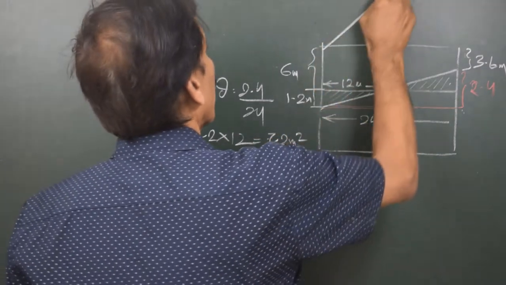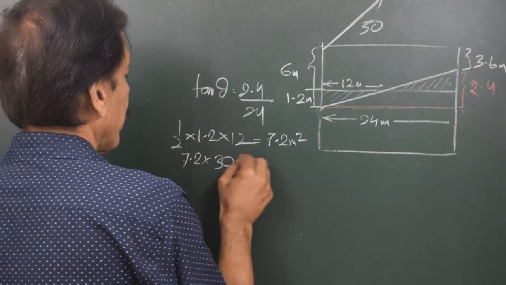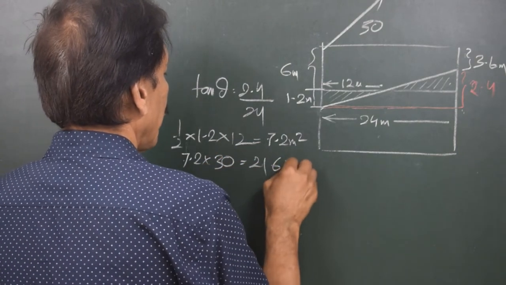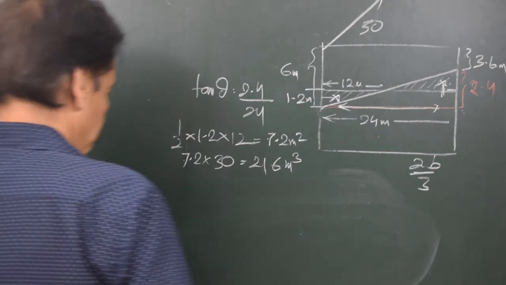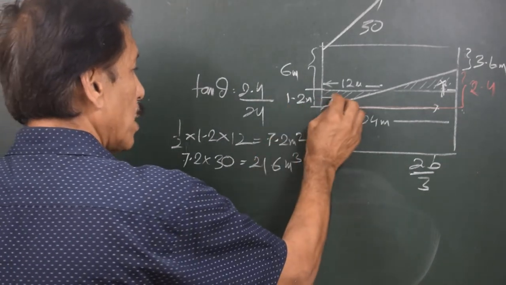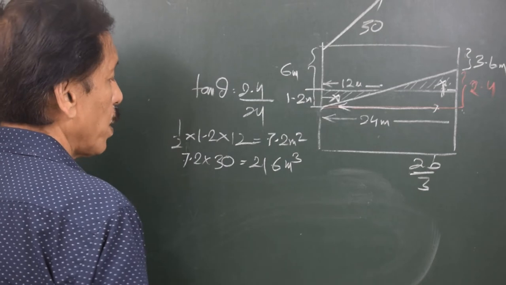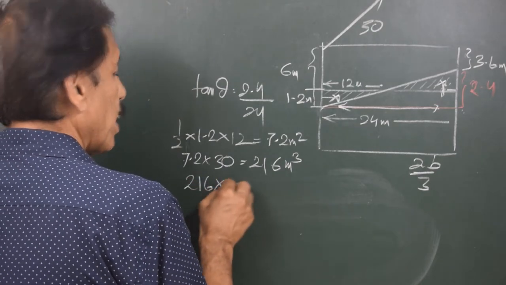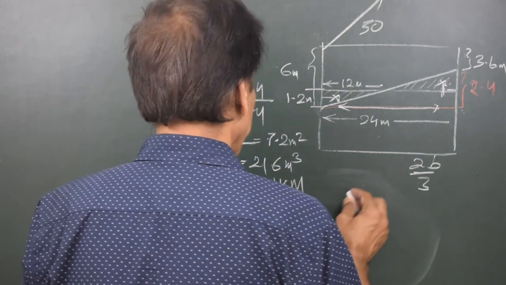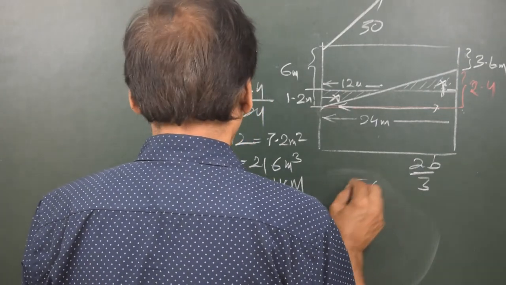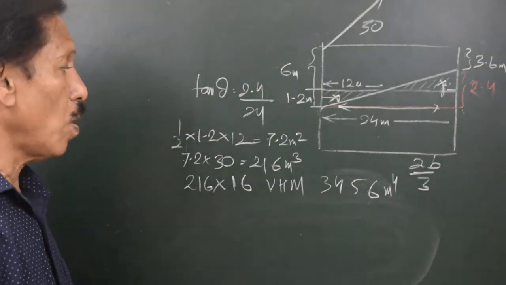And suppose the length of the hold we assume is 30 meters, then 7.2 into 30 equal to 216 meter cube is the volume of this wedge. Now 216 meter cube, when it shifts from centroid to centroid, which is two-thirds of the beam, that is 16 meters if the beam is 24 meters. So we can say that 216 multiplied by 16 is the volumetric heeling moment that is caused because of the shift of grain like this. So 3,456 meter raised to 4 is the volumetric heeling moment.